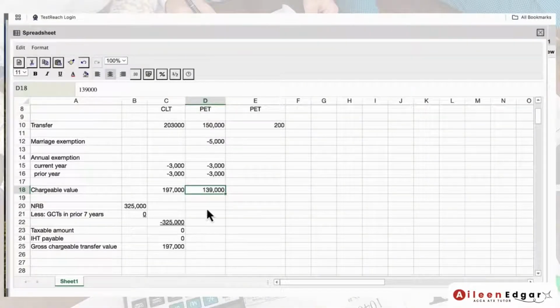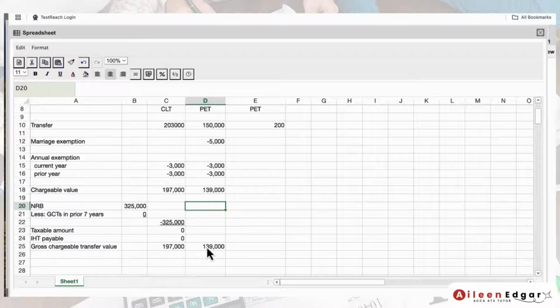And that figure of 139,000 becomes the figure that we would use in any future calculations. That becomes our gross chargeable transfer value. We do not allocate any nil rate band because the donor is still alive. The nil rate band is only when we're actually looking at potentially taxing something, as in with a CLT. There could be tax to pay on that during the donor's lifetime.